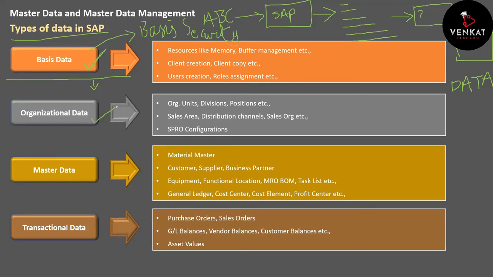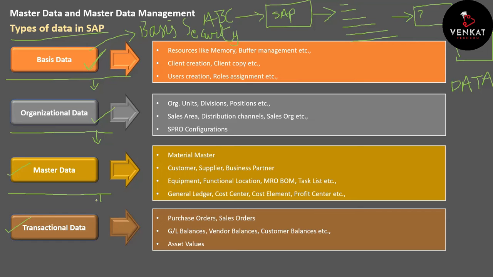The basic setup has to be done to proceed with the master data and transactional data. So before this, the organizational data setup is mandatory. Once this is done, then the master data creation will take place, like in our example, our product listing. Once we create the master data, there can be different types of master data. We have material master, customer, supplier, business partner, and EAM, equipment, function, location, etc. For finance, we have general ledger, cost center, profit center, all this.